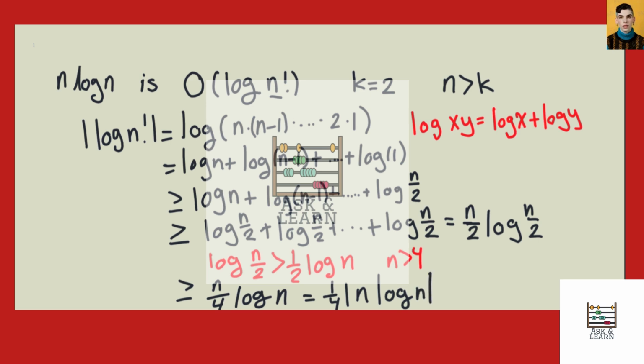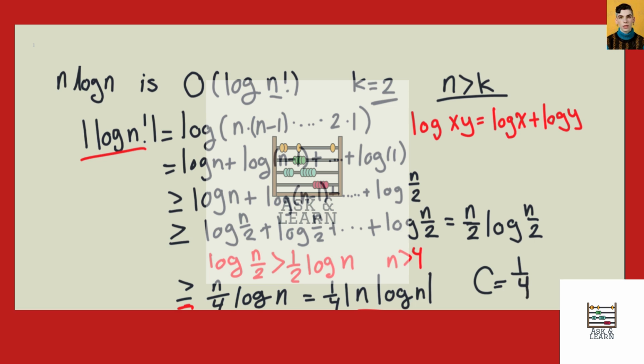Okay, so therefore, we get that the absolute value of n log n is less than or equal to this absolute value of log n factorial when n is greater than or equal to k, right? Or when n is greater than or equal to k equals 2 here, and also when c is equal to 1/4.